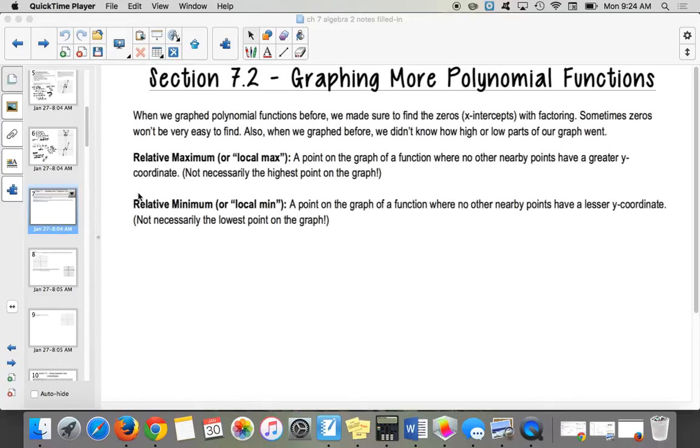7.2, graphing more polynomial functions. So this is just a little extra information on graphing. So it says when we graph polynomial functions before, we made sure to find the zeros, so the x-intercepts, with factoring. We also found the y-intercept, right, by plugging in 0 for x.